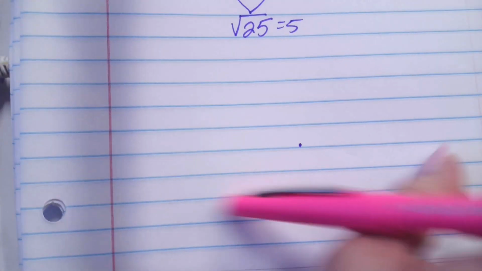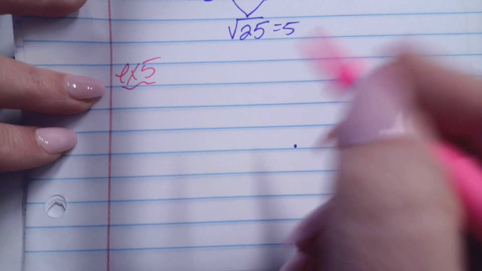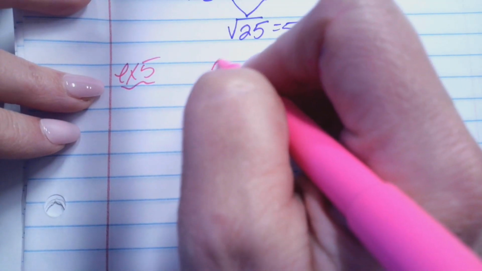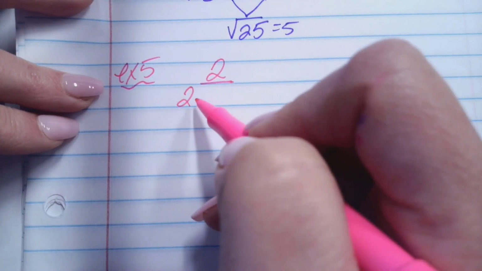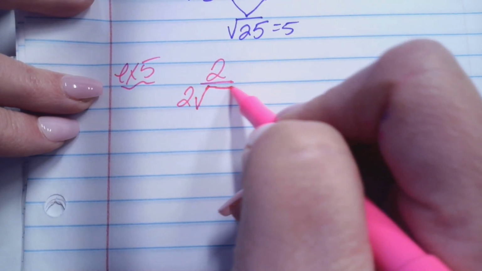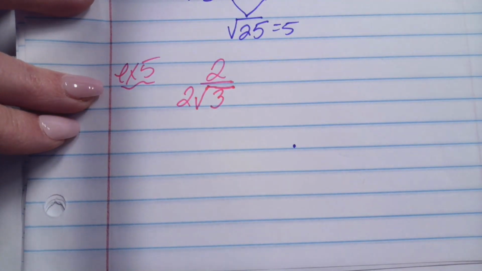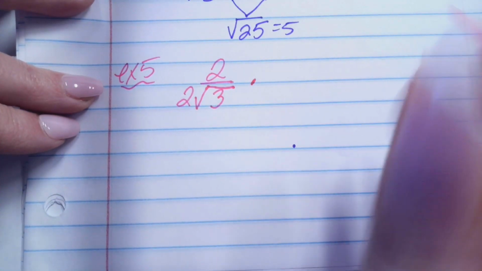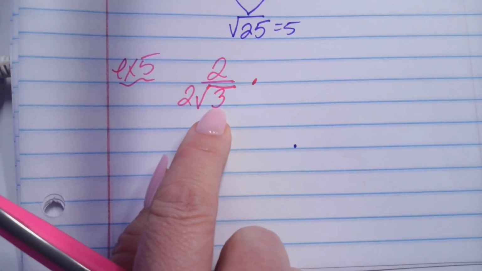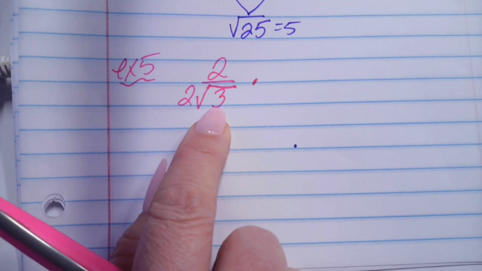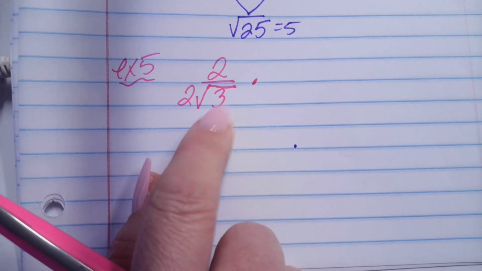All right, what about this one? We're going to get a little messy. This one's going to get a little messier. Okay? 2 up top and 2 times radical 3 down below. Okay? Why can I not have the radical 3 down here? It's a non-ending irrational number, right? So I need to get rid of my radical.